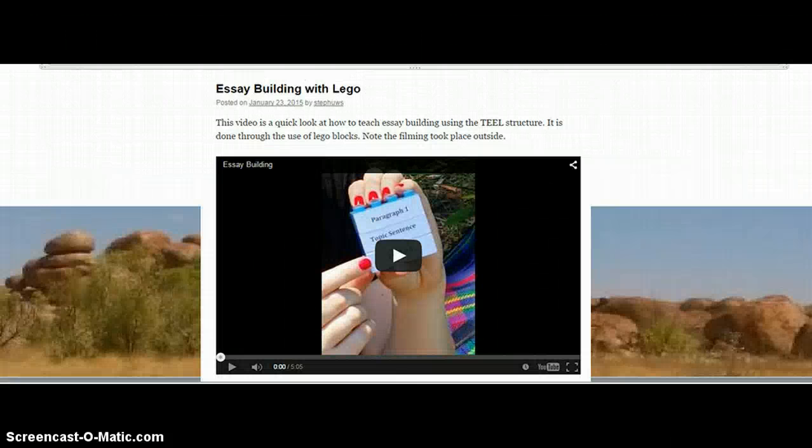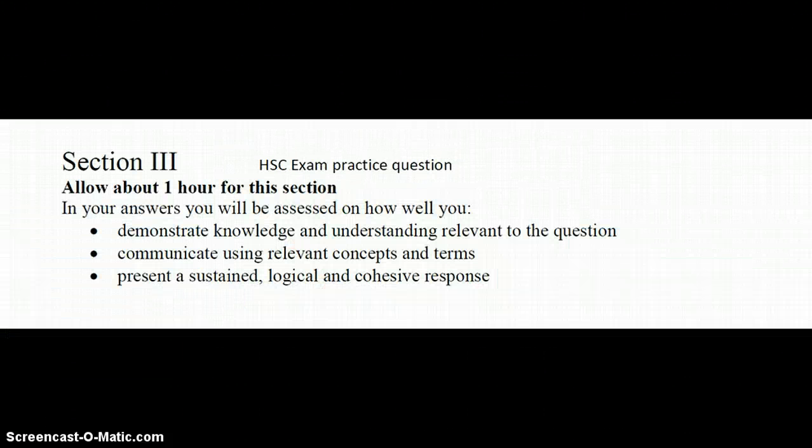Remember, if you've forgotten the Peel method, go back to Stephanie's video called Essay Building with Lego that we posted on our WordPress site if you need to revise this for not just Aboriginal studies, but for any one of your subjects.